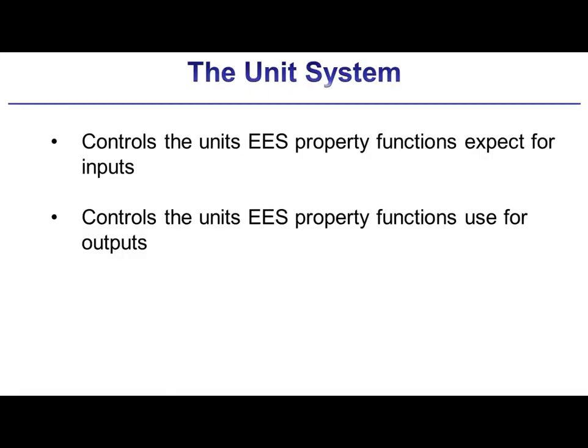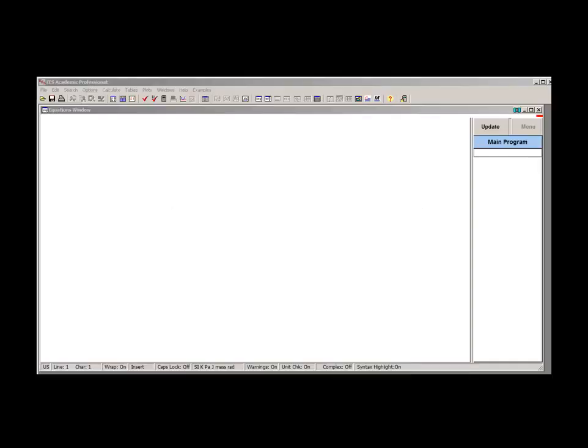However, before you use any of these property functions, it's absolutely critical that you specify the unit system that EES will use for the thermodynamic and transport property functions. The unit system controls both the units of the input parameters that EES expects for variables that are provided to these functions, as well as the units of the properties that are returned by the functions. The unit system can be specified in two ways.